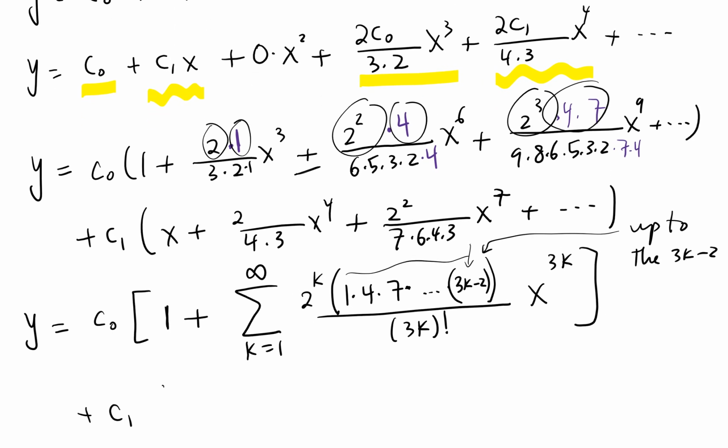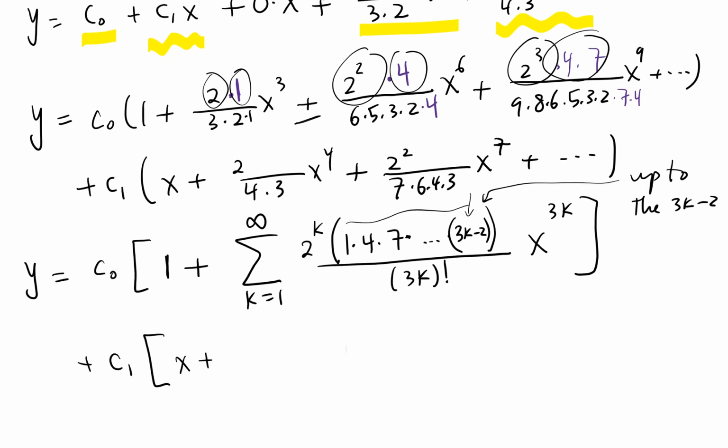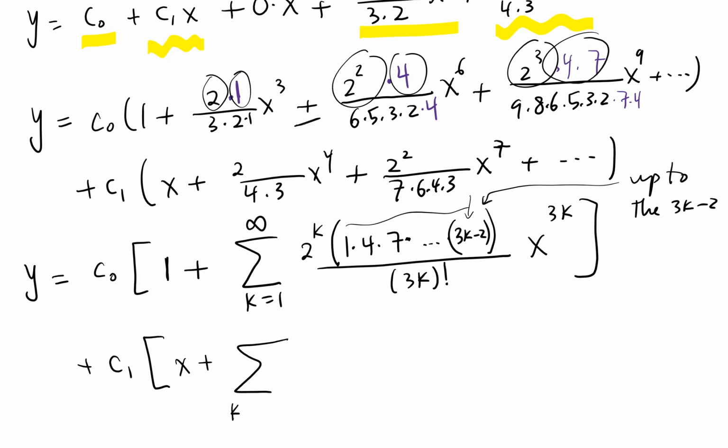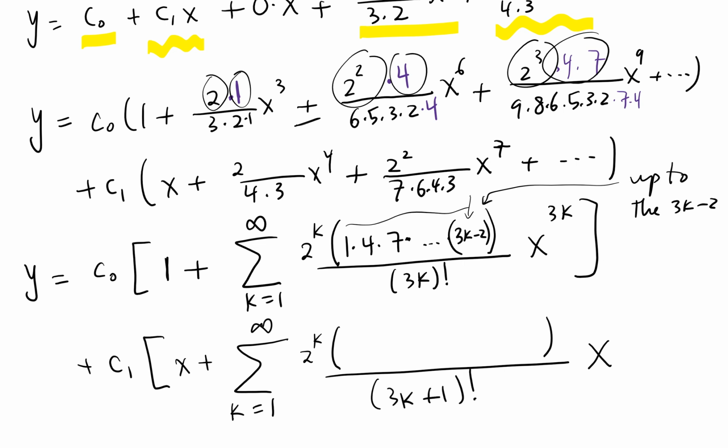Plus C1. Keep the x out there. We're going to write the rest in a sigma notation. K equals 1 to infinity. We still have 2 to the k, as you guys can see. Now look at the denominators. 4 times 3, 7 times 6 times 4 times 3. You can write that as 3k plus 1 factorial. And usually what goes there goes up here.